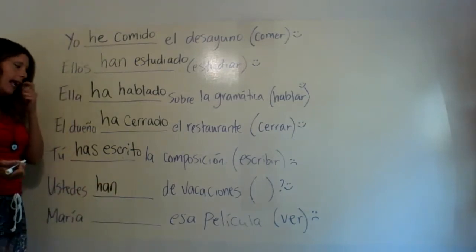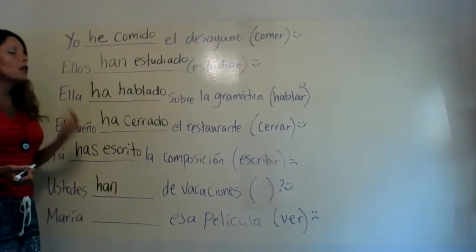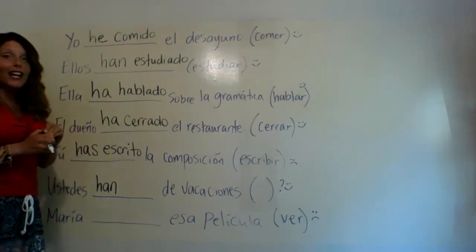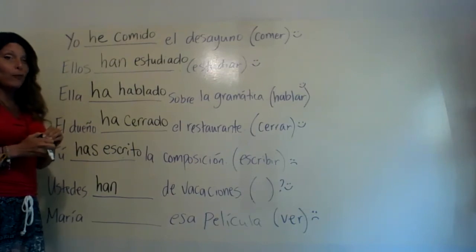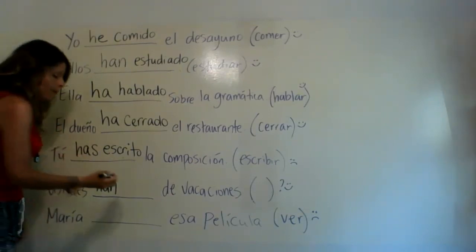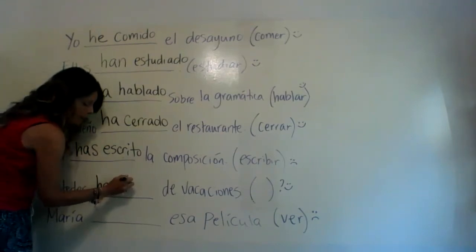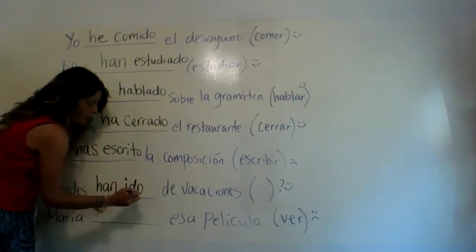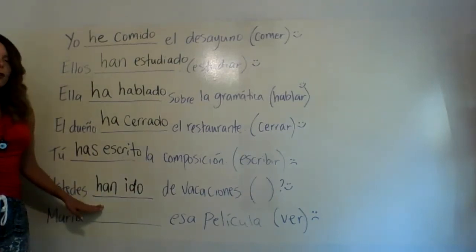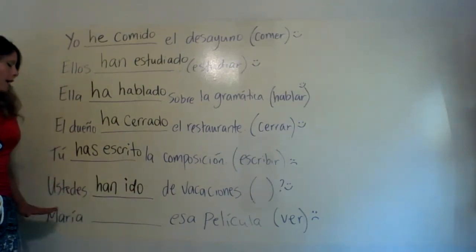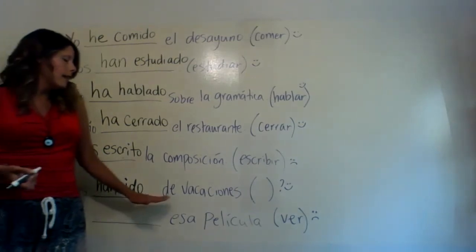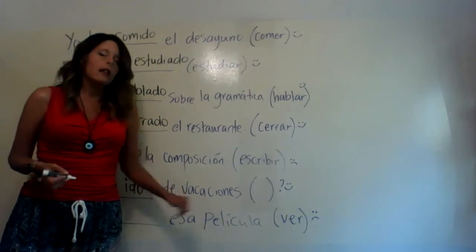Han, H-A-N. And then we already said, even though it's a little bit weird, the regular participle for the verb ir is simply ido, I-D-O. So our present perfect for that sentence is han ido, han ido. And our whole sentence is ustedes han ido de vacaciones.